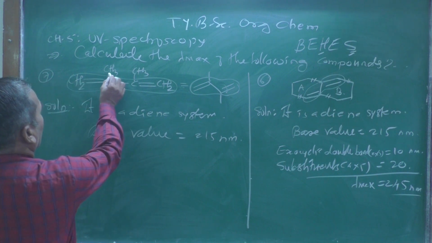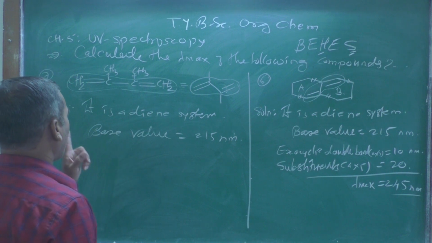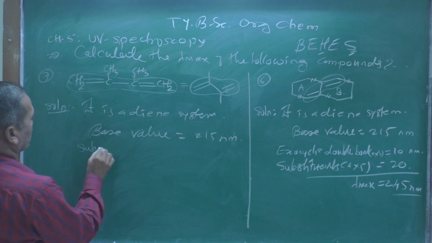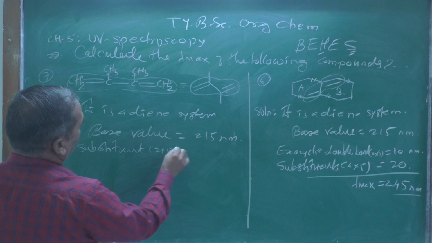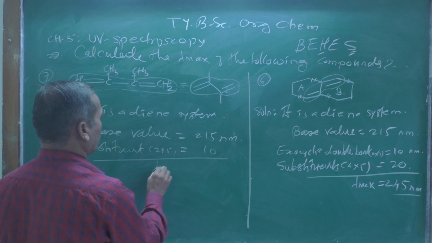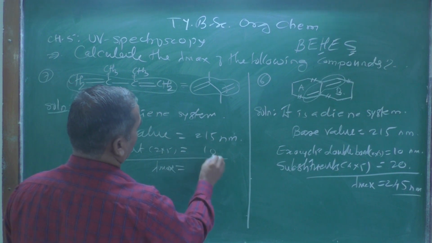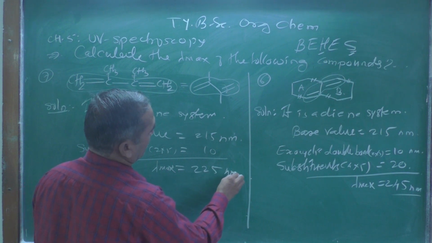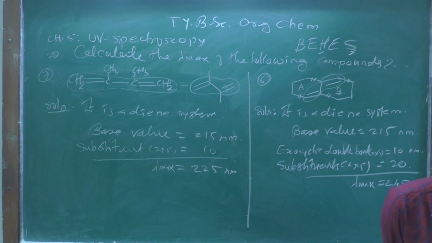Look at here, one methyl group here, another methyl group is here. So there are two substituents. You can write it down: two substituents present here, 2 into 5 becomes 10, and that's it. Then you can write lambda max is equal to 215 plus 10, which is 225 nanometer. That is the answer of this problem.